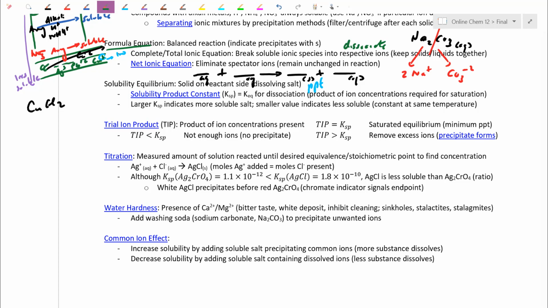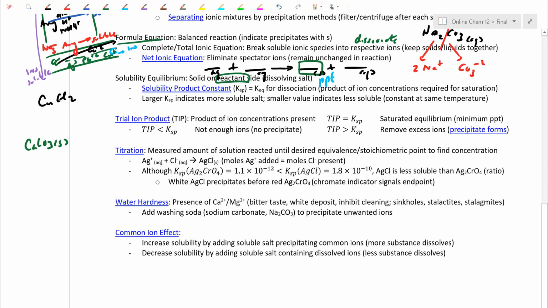For these saturated solutions, which means we're at solubility equilibrium, we always put the solid on the reactant side. So even if your precipitate was actually a product in this equation, we still put that solid on the left side. Let's take the solid here, let's say calcium carbonate. The reason we prefer solid on the left side is that way we have dissolving, as always, as our forward reaction, calcium 2+ and carbonate 2-.